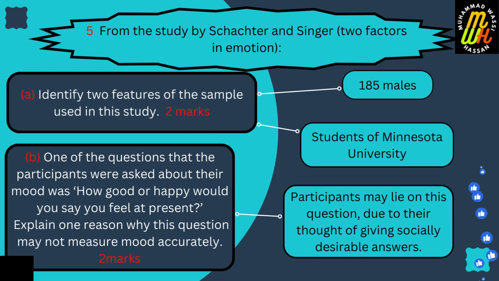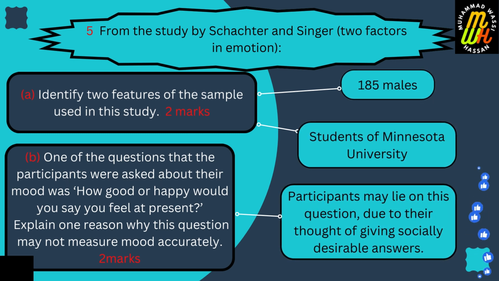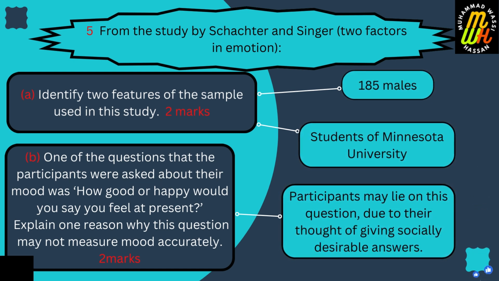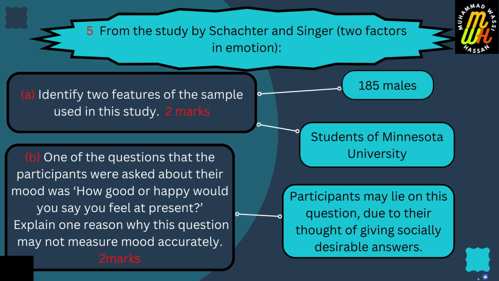Question number 5. From the study by Sasson and Singer, Factors in Emotion. A. Identify 2 features of the sample used in the study. 2 marks. Answer. 185 male students of Minnesota University. B. One of the questions that the participants were asked about their mood was how good or how happy would you say you feel at present. Explain one reason why this question may not measure mood accurately. 2 marks. Answer. Participants may lie on this question due to their thought of giving socially desirable answers.